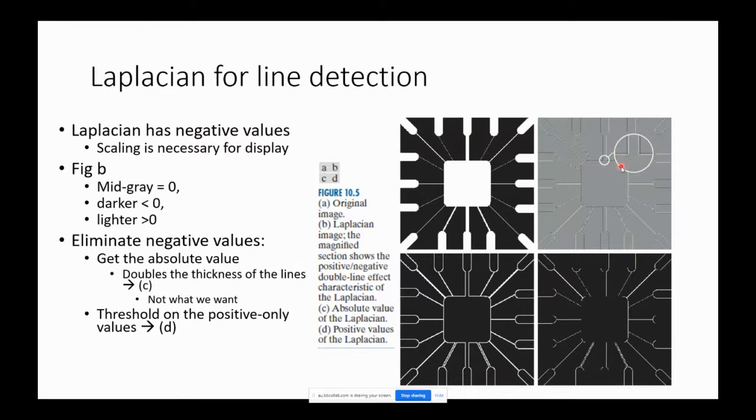mid gray is points where the Laplacian is 0, lighter gray is where the Laplacian is greater than 0, and darker gray is the points where the Laplacian is less than 0. So we can detect this edge, right? We just see where there is this strong variation between darker gray and whiter gray, that's the edge. That's the line that I want to detect.